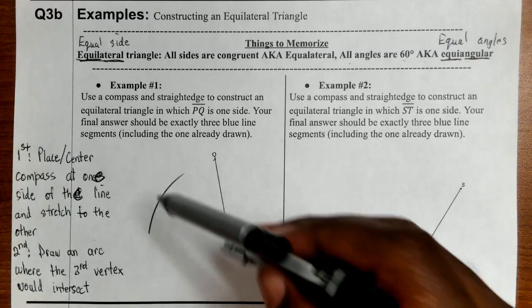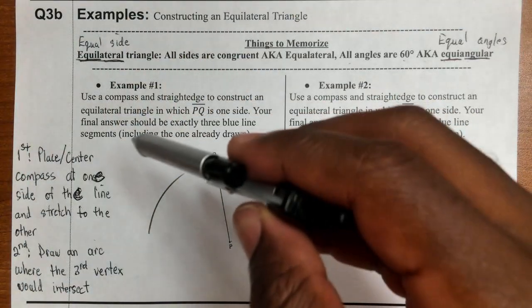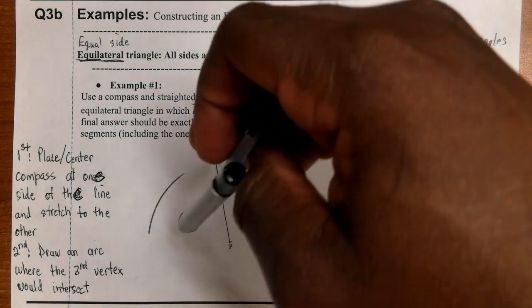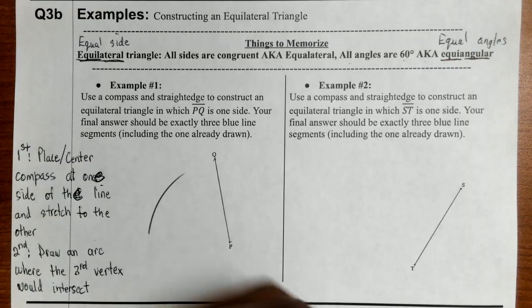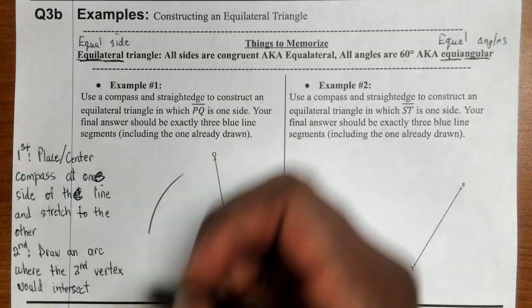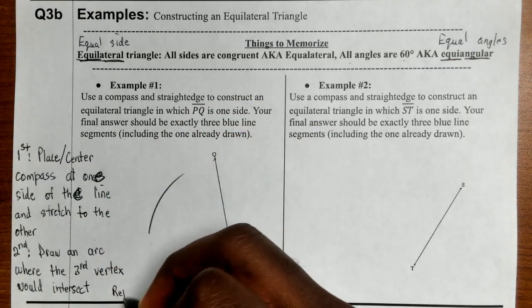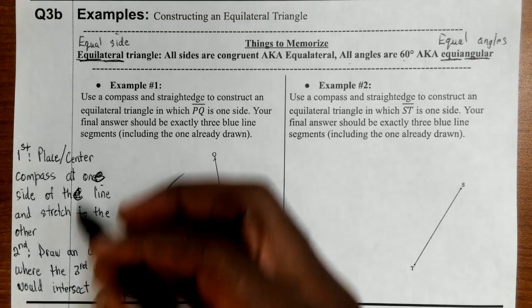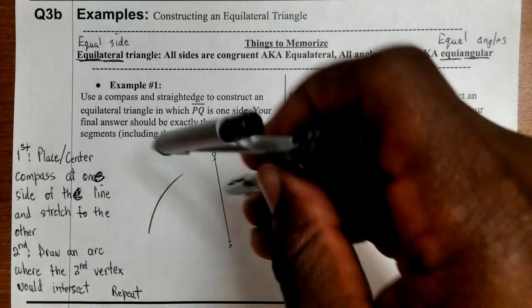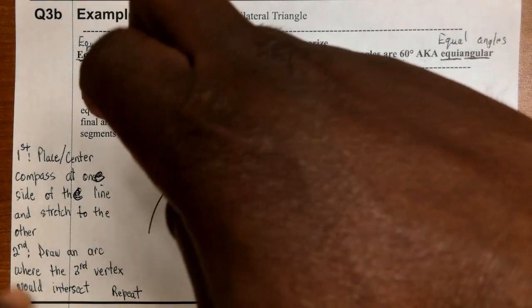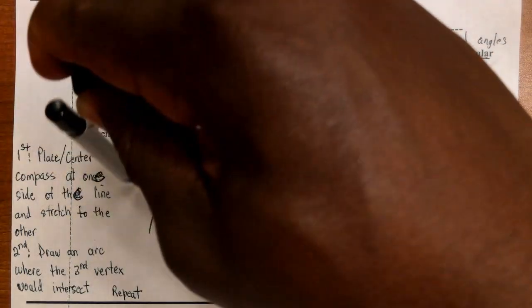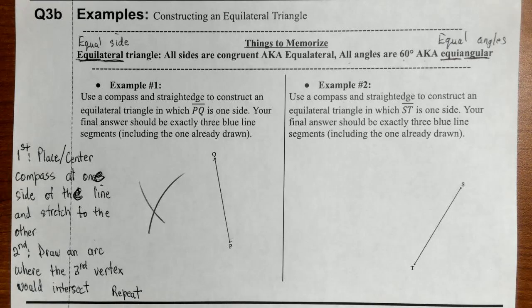Once I do that, I'm going to repeat the first step, but instead I'm going to put it at the other point, extend it to the other, and then draw a new arch. So I'm just going to repeat the first step, which is place it at the other point and extend it to the other one right down here. Then the second step is draw an arch where the third vertex would intersect. Just repeat. This is where they would intersect.